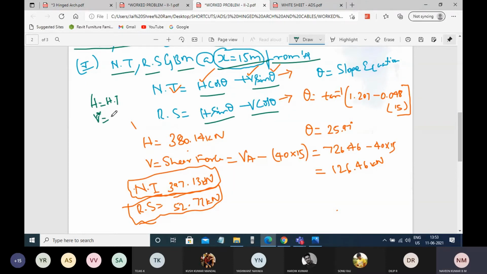Here H is the horizontal reaction, or you can say horizontal thrust, and V is more important. You should not consider V equals VA plus VB. Those things are wrong. Here V is the shear force from A to 15 meter from A. Understood? So whatever forces are acting within that range of 15 meter, you need to consider. And theta can be obtained from the slope equation.